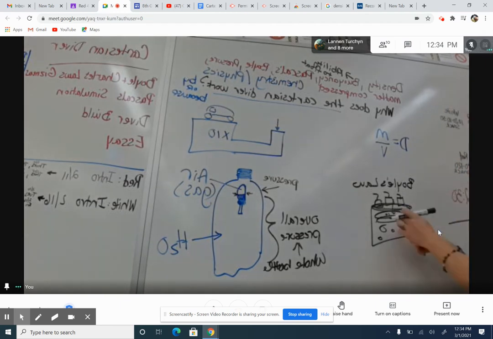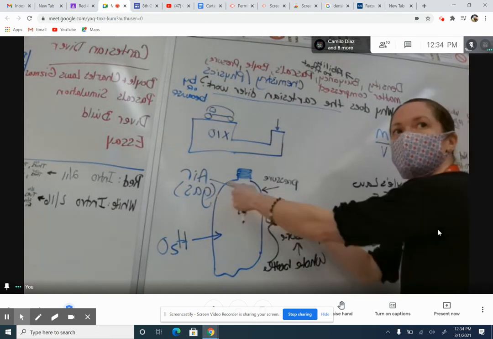So what changed when we added pressure? Increase of pressure made what happen? The molecules got closer together, but what decreased? Pressure. No, the pressure increased. Yes, thank you. So the volume decreased. Pressure increased, volume decreased, right? Pressure increased, so what's going to decrease?